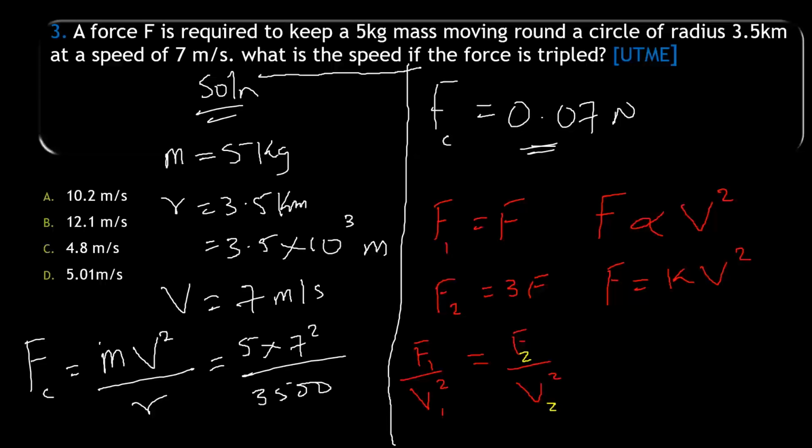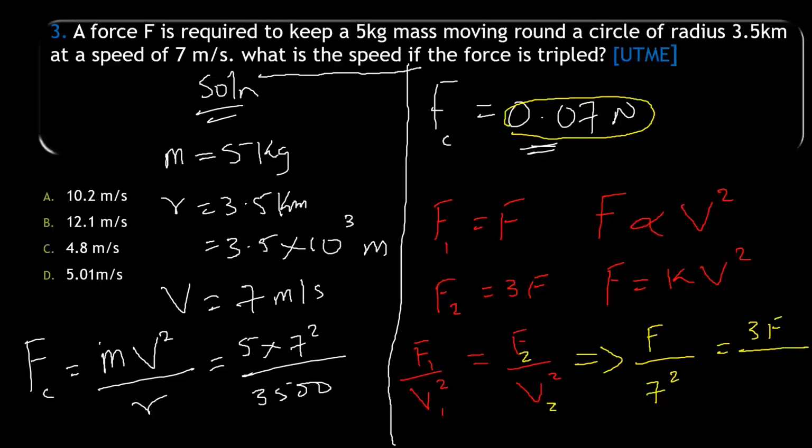So here, I now have F all over 7 squared is equal to what? I have 3F. If you like, you can plug in the real value of F, which is 0.07, but I think it's much easier to just use F all over V squared, V2 squared. That's what we are looking for.